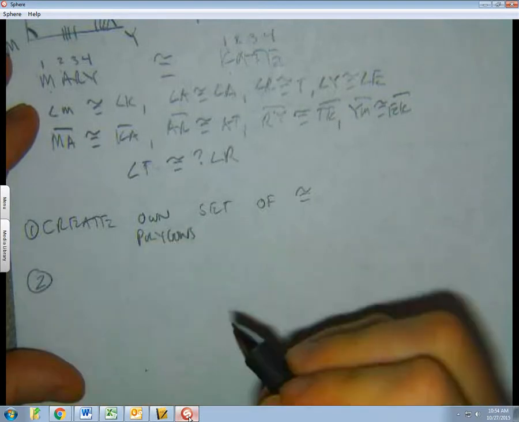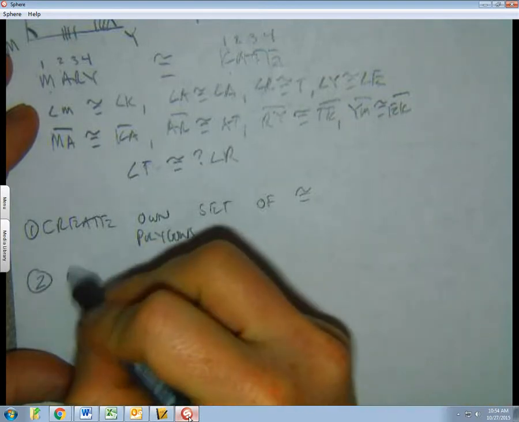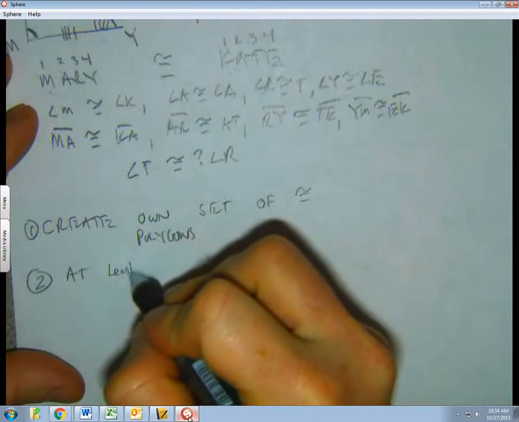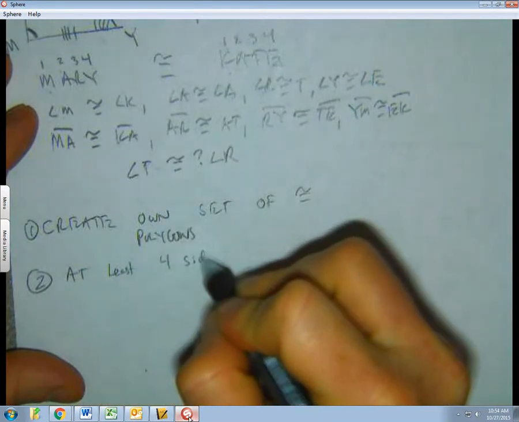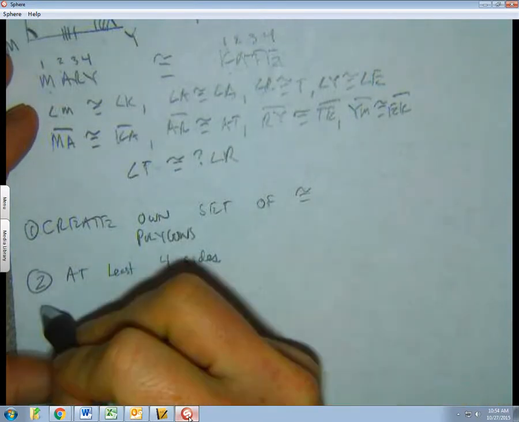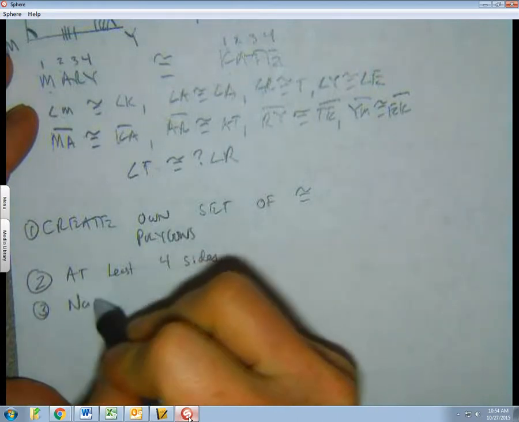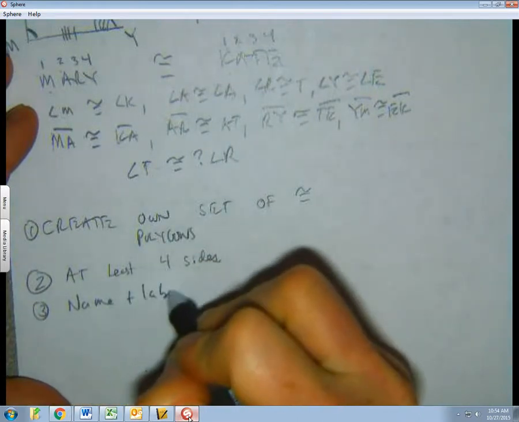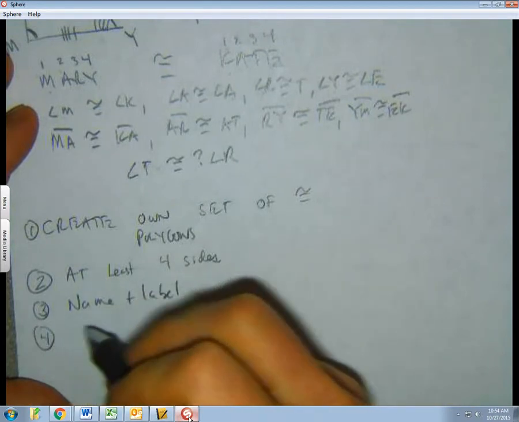At least 4 sides. You're gonna name and label, and then you're gonna write congruency statements.